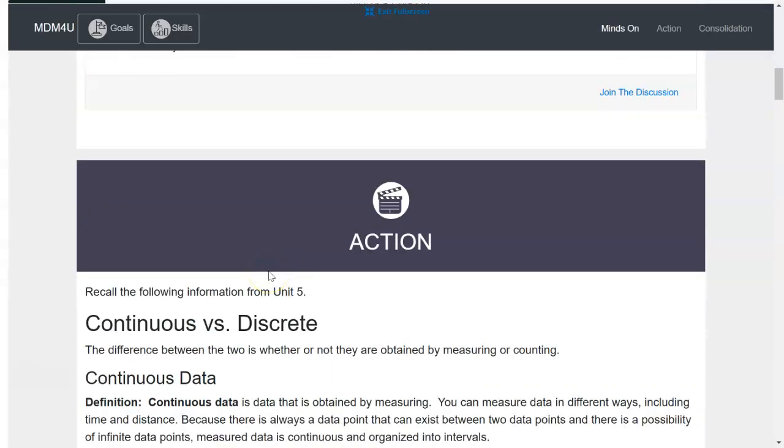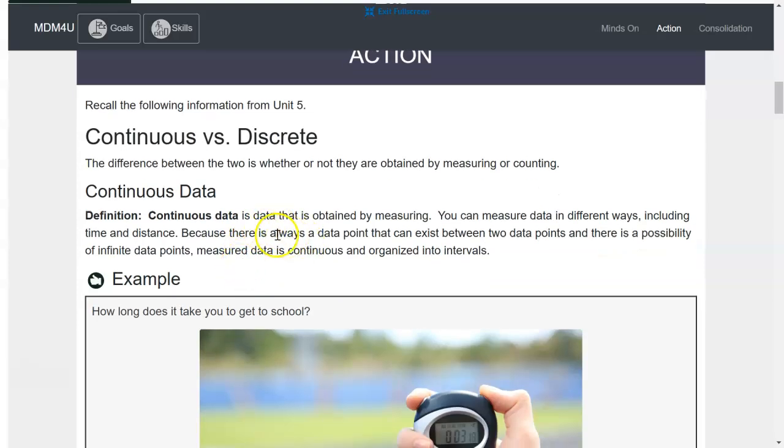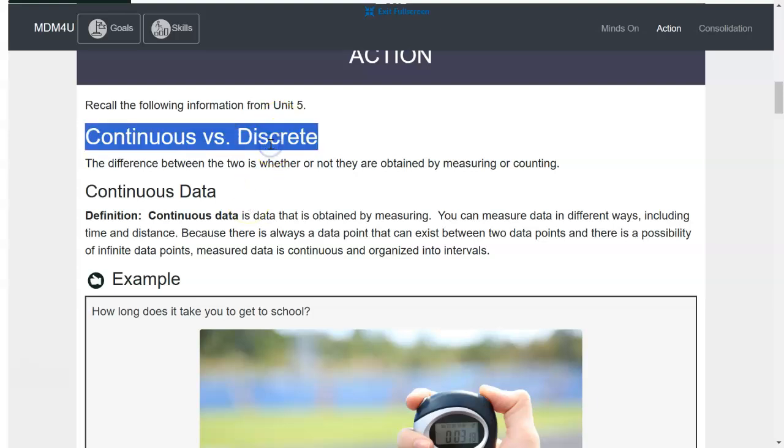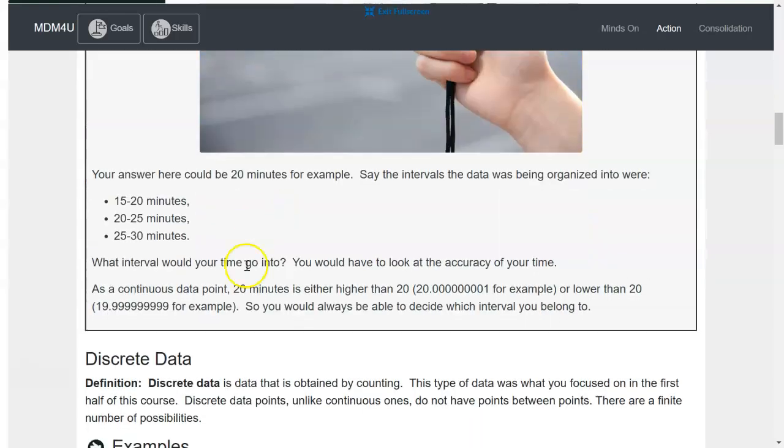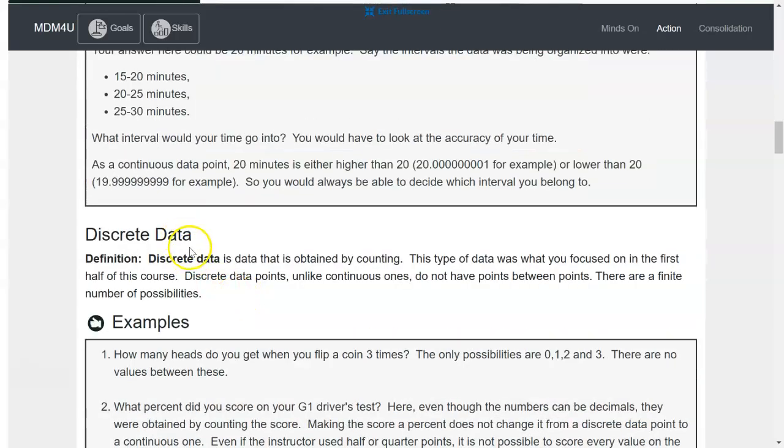And really the difference between the two is that discrete is counted and continuous is measured. So if you have anything that has to be a whole number, then it's going to be discrete data. Like how many tomatoes are on that plant? How many siblings do you have? How many this, how many that? Those are all counted. That is what we call discrete data.